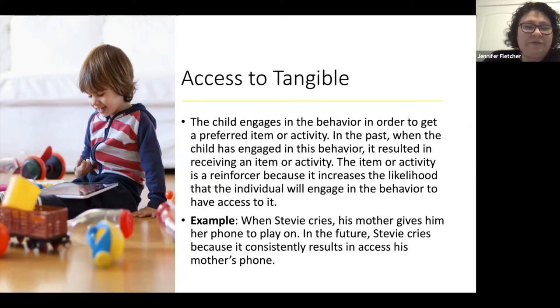The item or activity is a reinforcer because it increases the likelihood that they're going to scream or cry or hit in order to get access to whatever it is that they want. So for example, when Stevie cries, his mother gives him her phone to play on. So in the future, Stevie cries because it consistently results in access to his mother's phone.